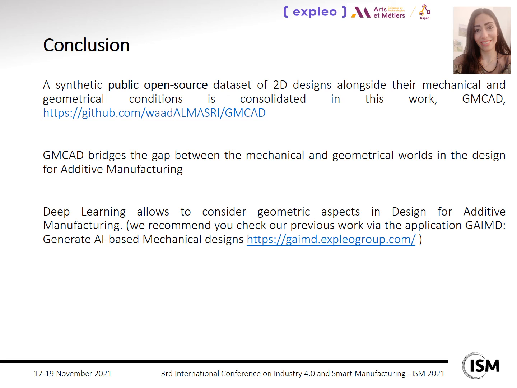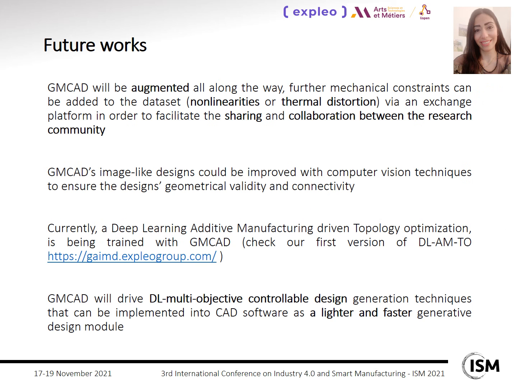You can test our previous version of the model in this application. It's an online application where you can compare finite element topology optimization with deep learning, just by selecting mechanical constraints and the number of bars, and generating designs with their mechanical evaluation.